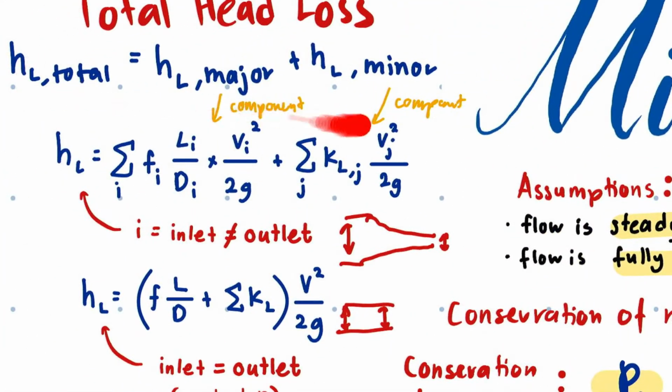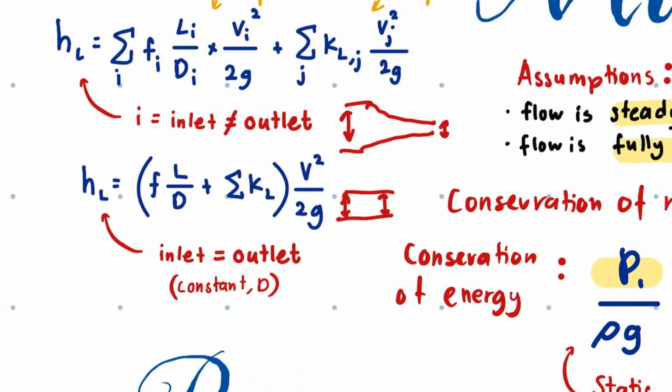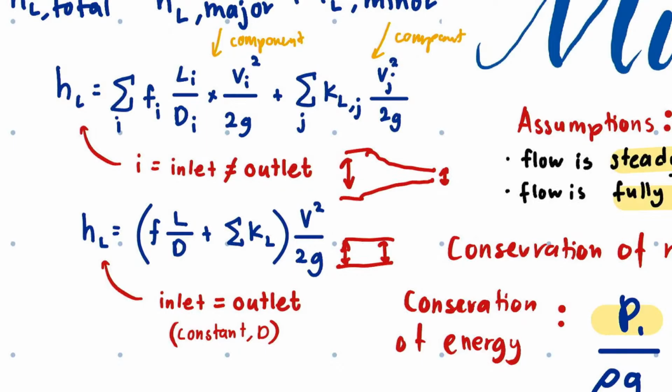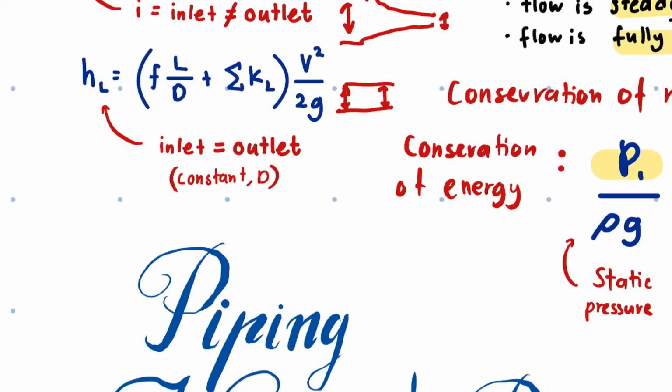So we turn here. This is the total head loss. Total head loss is the major head loss plus the minor head loss. So if the system changes the diameter of the pipes, you need to separate the major loss and the minor loss.